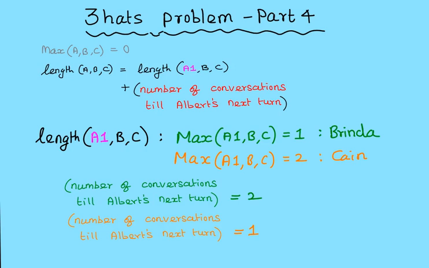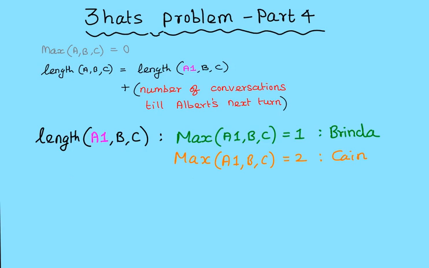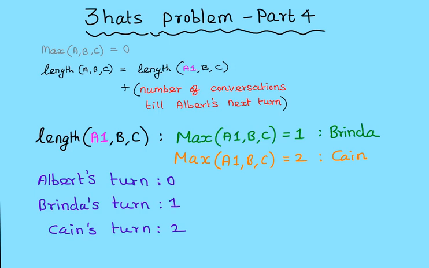We can also do this in another way. Let us denote Albert's turn as 0, Brinda's turn as 1 and Cain's turn as 2, like in our max function. And remember that each person's turn comes every third time. So suppose the current turn is Brinda's and we need the next turn of Albert's. Since they follow a cyclical pattern with repetition every third time, we can find the number of conversations between them by taking their difference modulo 3, that is 0 minus 1 mod 3, that is 2.